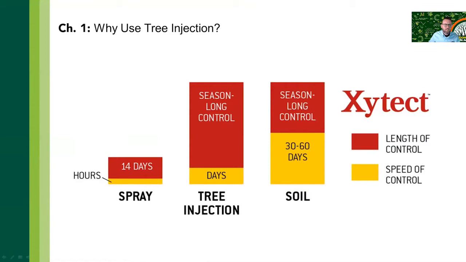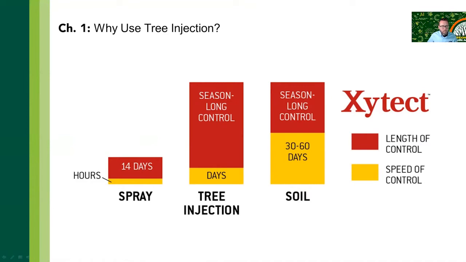And so you can look at the 3 different ways that you can apply Zytec in this case. You could do it as a foliar spray, where you're going to get really, really quick control, right? Because you're actually contacting the leaf where the pest is feeding. And you're going to get about 14 days of residual, about 2 weeks of residual. So low residual, but fast contact.